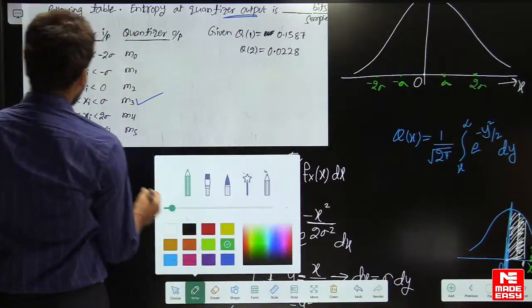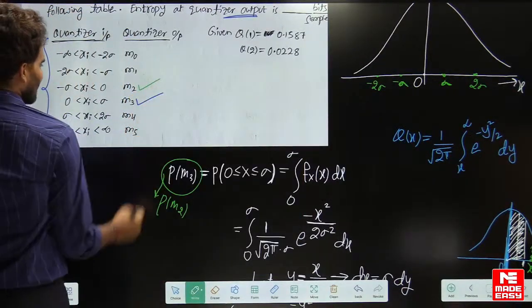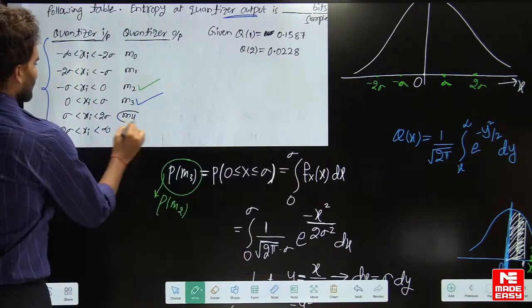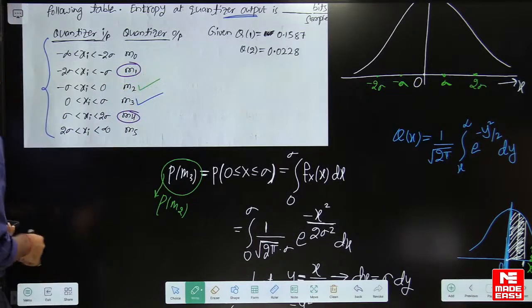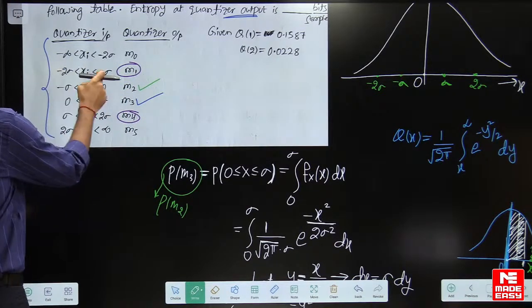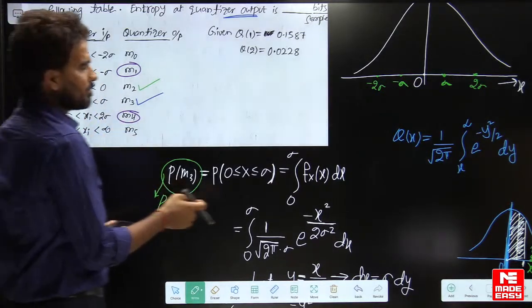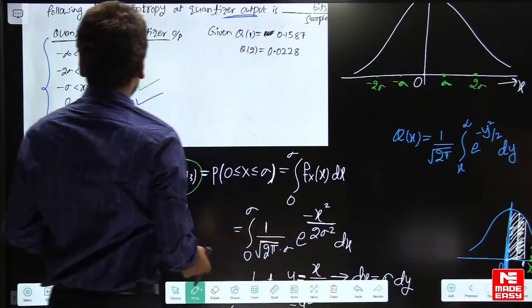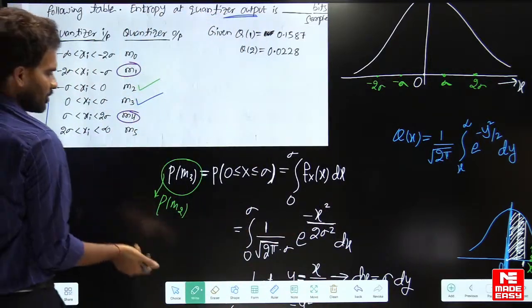Next, PM3 and PM2 you got, yes, no? PM3 and PM2. Then let's find this. PM4 and PM1 you will get the same. The area from sigma to 2 sigma and from minus 2 sigma to minus sigma will be the same. Minus 2 sigma to minus sigma, the area will be the same as sigma to 2 sigma. So PM1 and PM4 you will get the same.